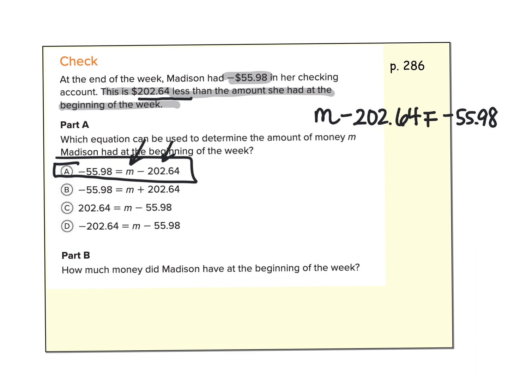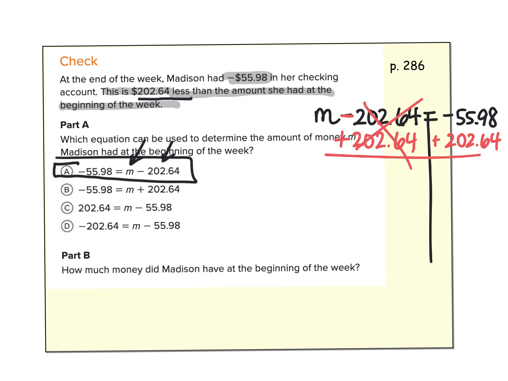Okay, so now if I solve that, you guys can find a little space. Your goal is to get the M by itself. So right now I see a negative or subtracting 202.64, so I'm going to add 202.64 to both sides to keep this balanced. Okay, that makes a 0. And then m equals, you may use a calculator on this. You can do 202.64, take away 55.98. And you end up with $146.66 was her beginning balance at the start of the week.